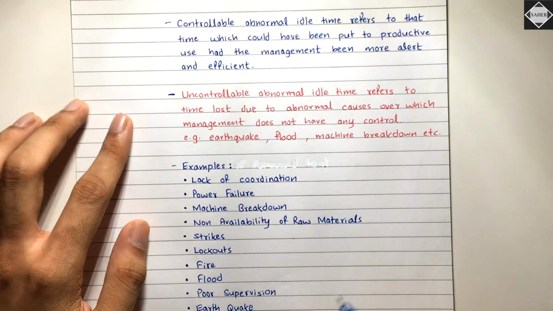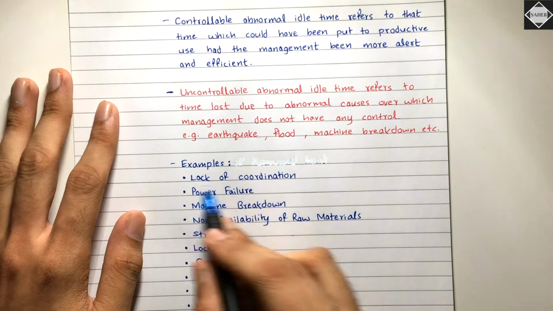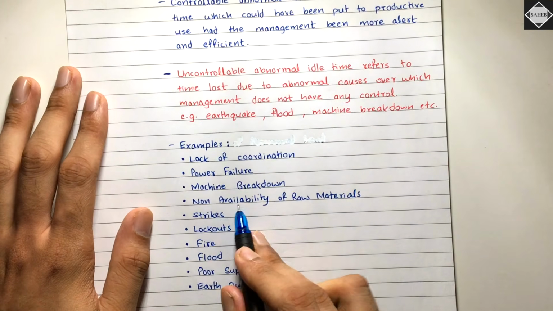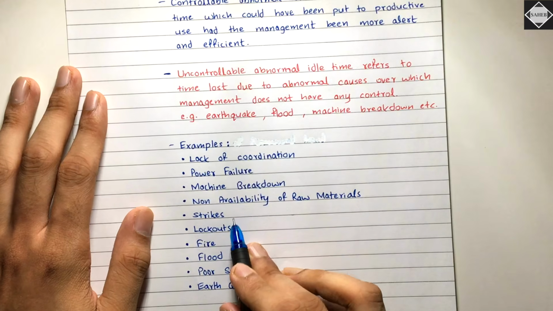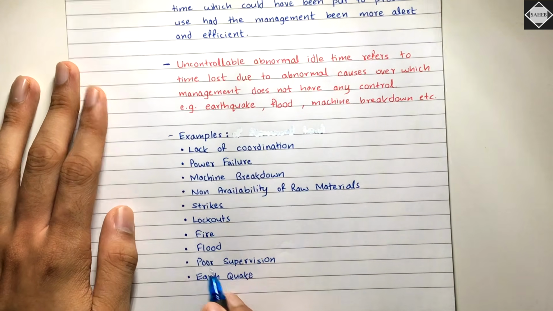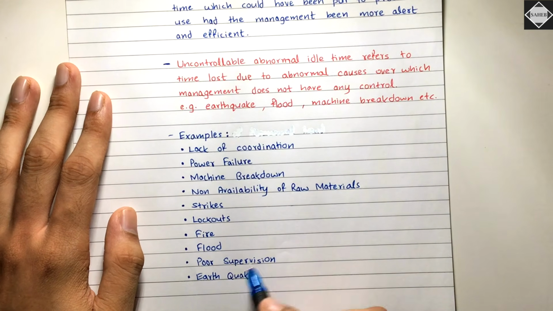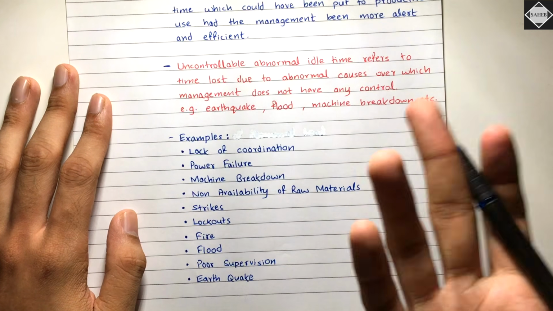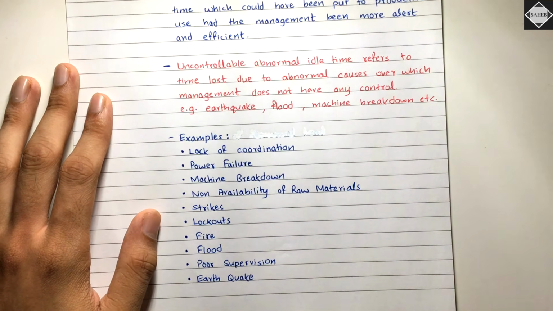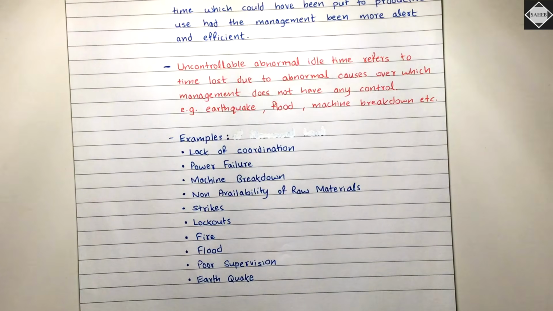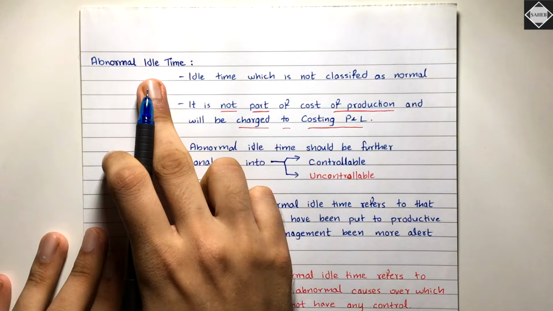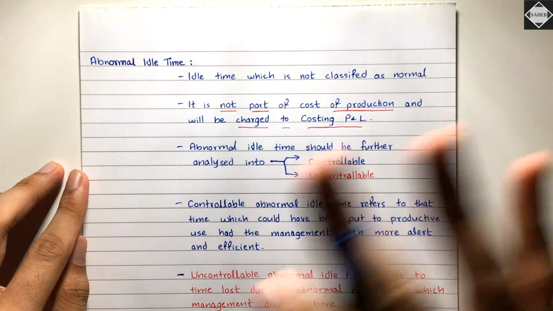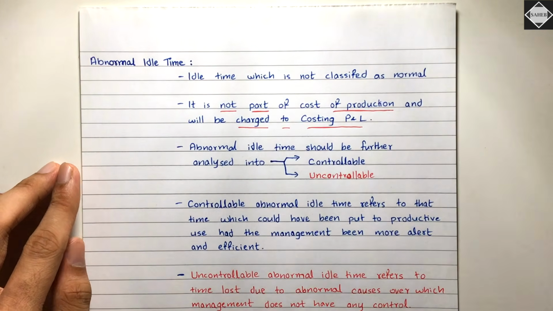There are lots of examples of abnormal idle time: lack of coordination, power failure, machine breakdown, any other accident, non-availability of raw materials, strikes of workers, lockouts, fire, flood, poor supervision. Now poor supervision and lack of coordination are controllable, isn't it? And then earthquake. So all these are examples of abnormal idle time. Is that clear? Now what's the treatment? Controllable or uncontrollable, the treatment is the same. In cost accounting, the treatment is the same.